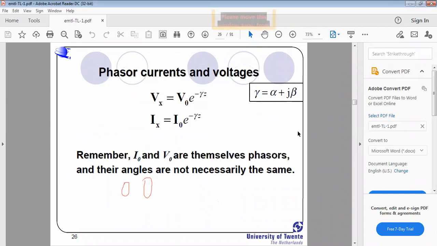Phasor currents and voltages: Vx equals V naught into e power minus gamma z, the same at a distance of x. The current Ix is represented as I naught into e power minus gamma z, where I naught and V naught are themselves phasor notations. Their angles are not necessarily the same; the angles may or may not be equal. For our convenience, they are mentioned like this.